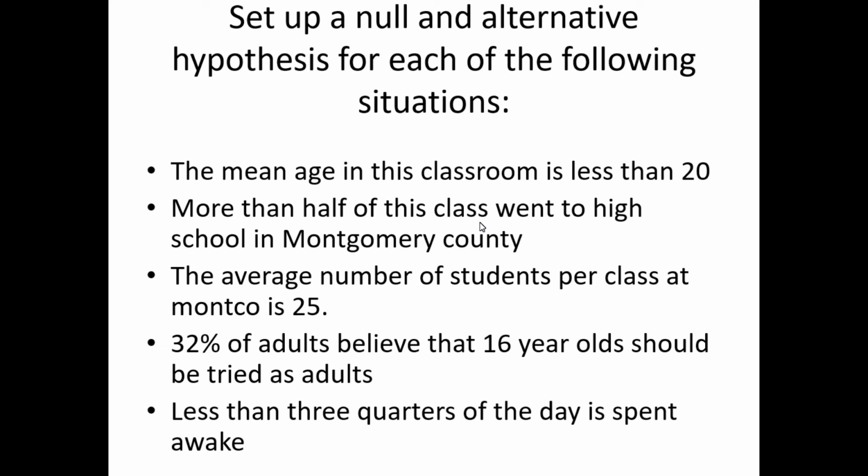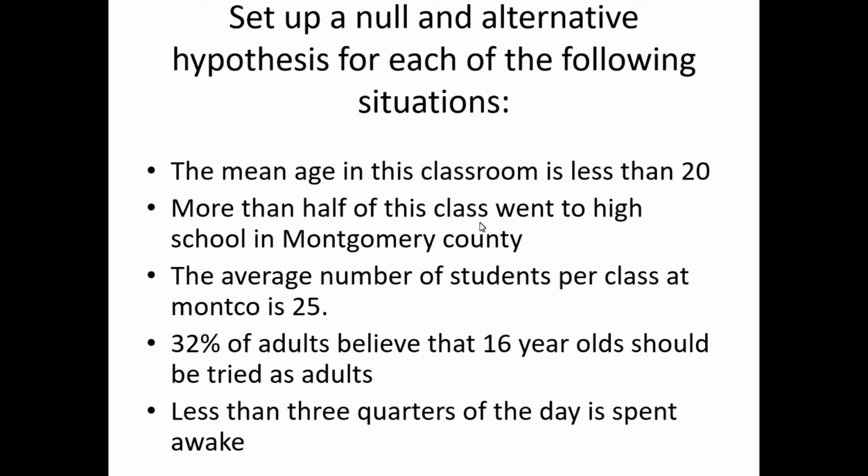Again, this doesn't say whether we're trying to test that more adults believe that or less adults believe that. For that reason, we need to use a not equal to alternative. So the alternative would be HA P is not equal to 0.32.